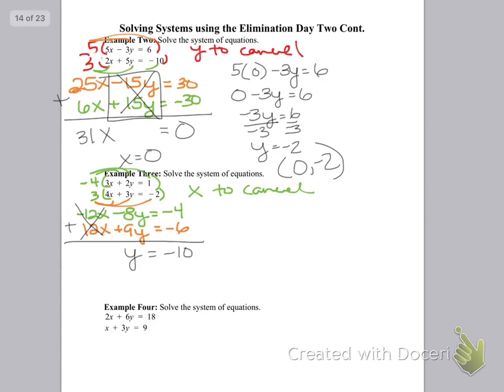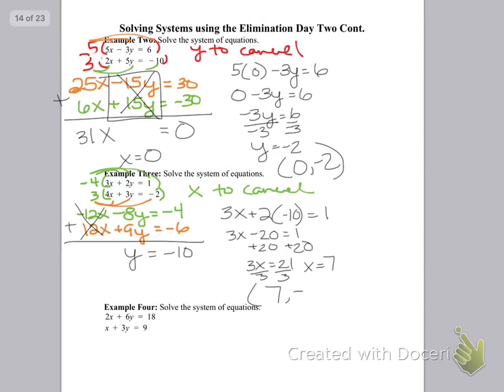So it doesn't matter which equation you plug it into. Just pick one and plug it in. So again, I'm going to do my first equation. So I've got 3x plus 2 times negative 10 equals 1. So I'm going to plug that in. I've got 3x minus 20 equals 1. Add 20 on both sides. I've got 3x equals 21. Divide by 3. X equals 7. So in this answer, I'm going to have 7, negative 10 as my answer.